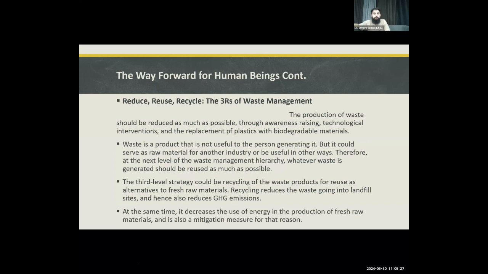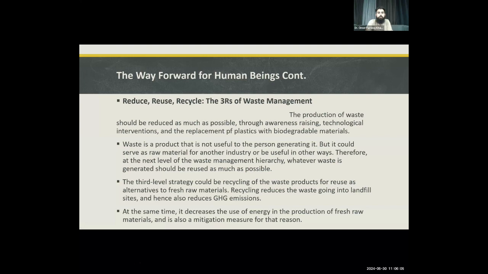Then reduce, reuse, and recycle: the three R's of waste management. The production of waste should be reduced as much as possible through awareness raising, technological interventions, and the replacement of plastics with biodegradable materials. Waste is a product that is not useful to the person generating it, but it could serve as a raw material for another industry or be useful in other ways. Therefore, as the next level of the waste management hierarchy, whatever waste is generated should be reused as much as possible. The third level strategy could be recycling of the waste products for reuse as an alternative to fresh raw materials.